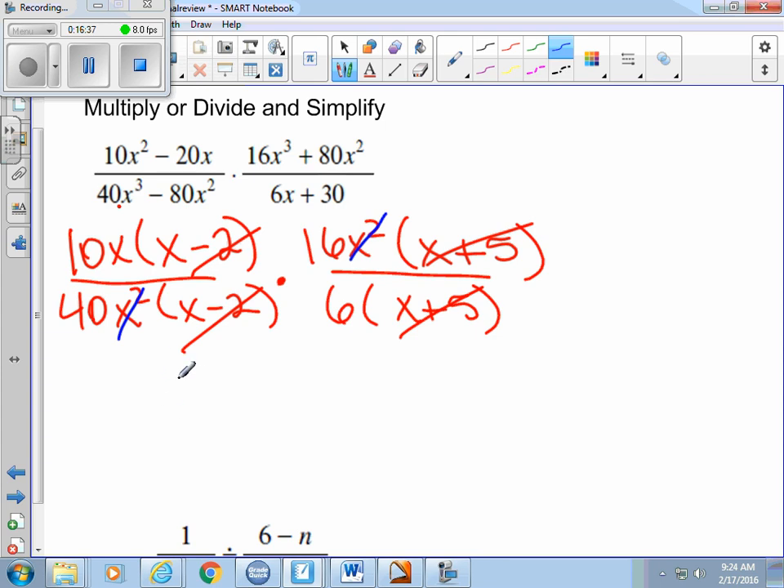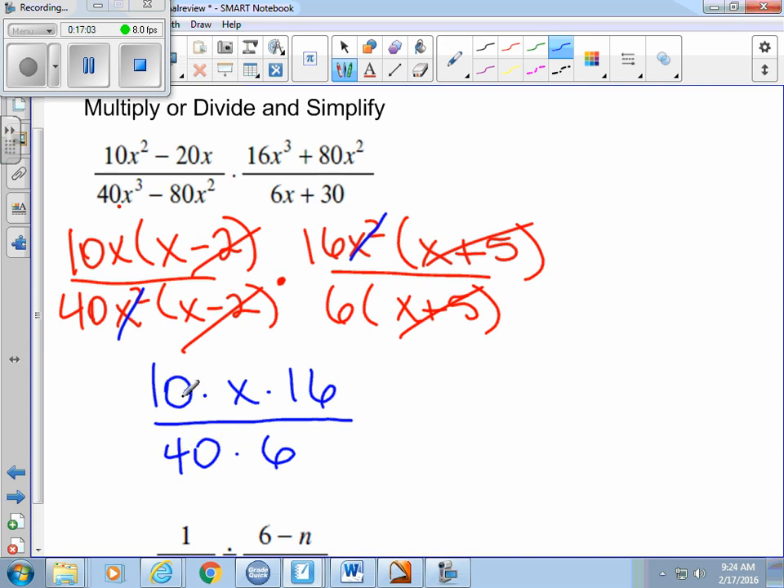So now I have 10 times x times 16 on the top. Now I will multiply those together if I end up needing to. And 40 times 6 on the bottom. I'm going to wait to multiply them together until I've decided for sure that I'm done reducing, because it's harder to reduce once you've multiplied everything together.